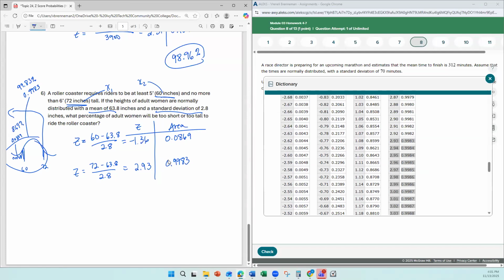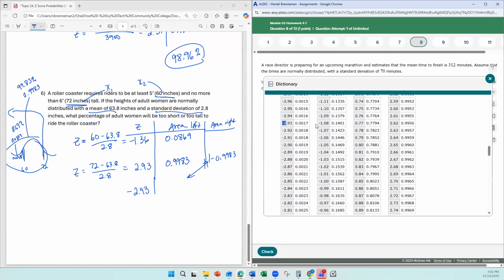So there's a couple ways I can do this. One, I can take that's the area to the left, area to the right is 1 minus 0.9983. I can also look up negative 2.93 because the area to the right of positive 2.93 is the same as the area to the left of negative 2.93. So that's 0.0017.